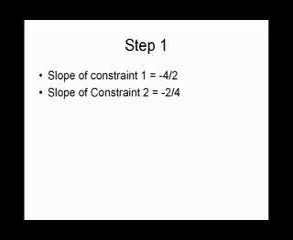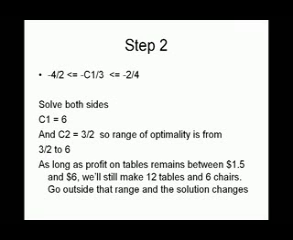So that was step 1. Step 2, we set the c2 equal to the original value of 3, and then we solve both sides of the equation for c1. So c1 is equal to 6 on the left-hand side of the equation up there, and c1 is equal to 3/2, or 1/2, on the right. So the range of optimality is from 1/2 to 6, and as long as the profit on tables remains within that range, we'll still make 12 tables and 6 chairs. If we go outside that range, well, then the solution changes. Of course, the z is going to change as well.